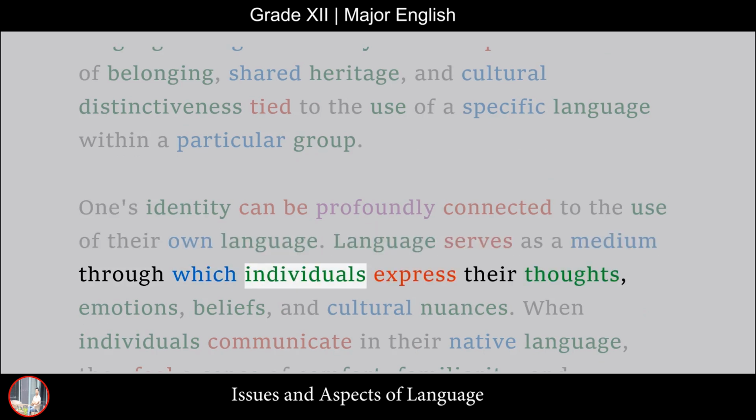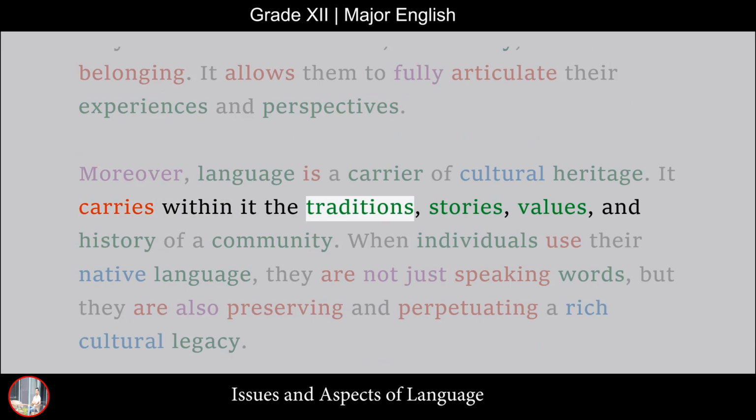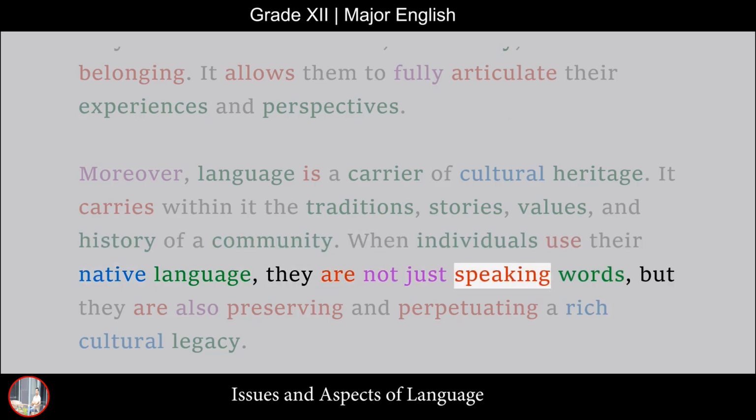Language serves as a medium through which individuals express their thoughts, emotions, beliefs, and cultural nuances. When individuals communicate in their native language, they feel a sense of comfort, familiarity, and belonging. It allows them to fully articulate their experiences and perspectives. Moreover, language is a carrier of cultural heritage. It carries within it the traditions, stories, values, and history of a community. When individuals use their native language, they are not just speaking words, but they are also preserving and perpetuating a rich cultural legacy.